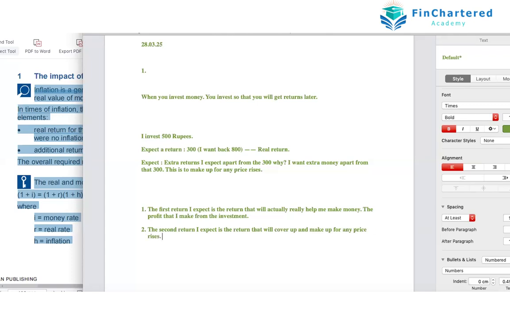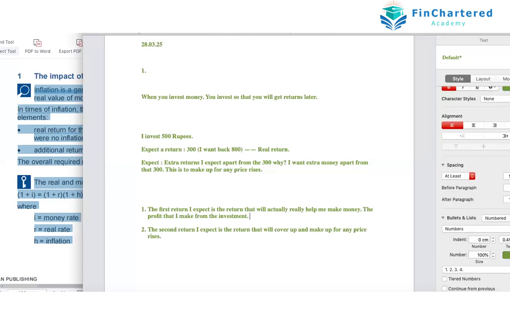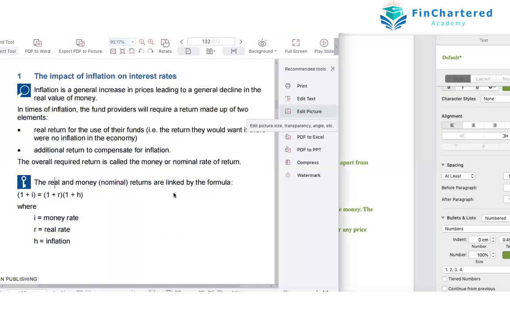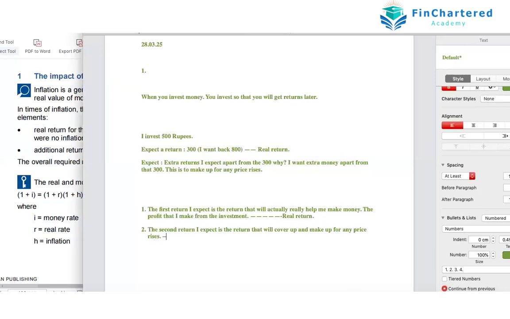The first return that I'm expecting is known as what? It is known as the real return. And the second return that I'm expecting is what? The additional return to compensate for inflation. The additional return I want to compensate for inflation. I hope this is clear.